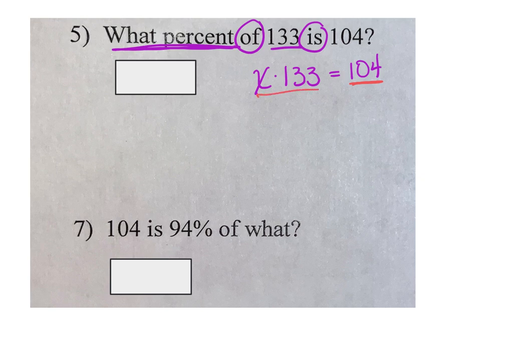So you're going to divide both of these by 133 to solve for that x. So 104 divided by 133. You should get something like this, 0.7819, and it keeps going, okay? If it asks for percent, you then must change this to percent. If you're using your calculator, just multiply by 100, okay?